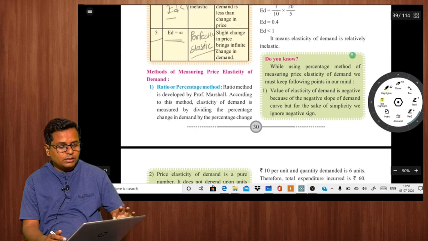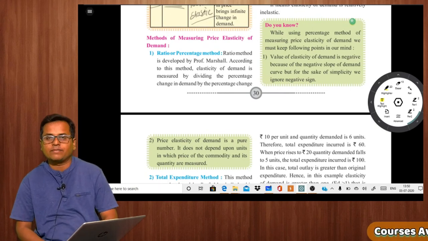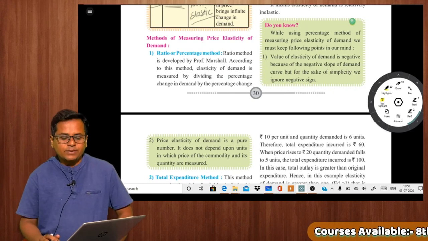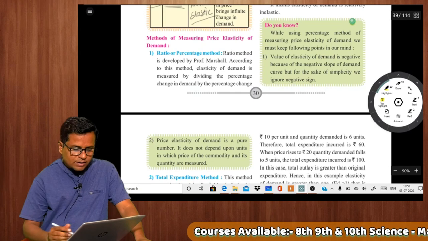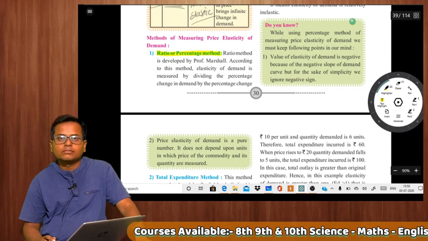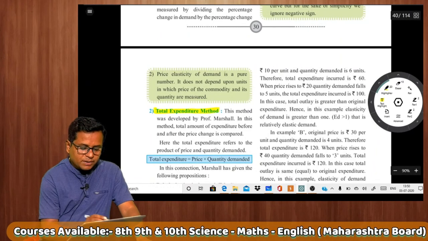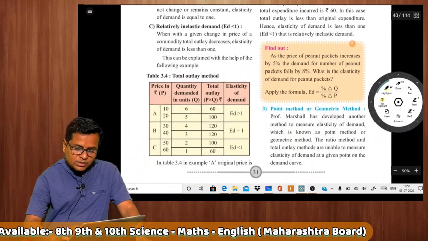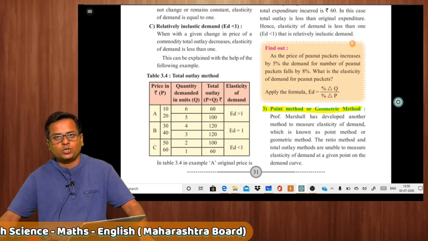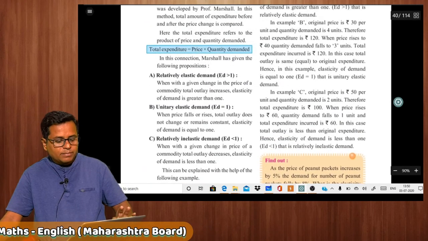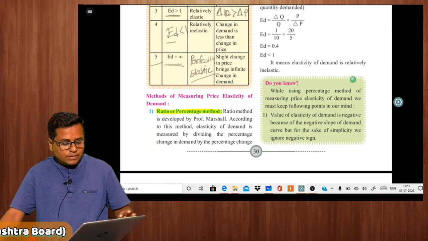Okay, so now we are going to discuss the different methods of measuring price elasticity of demand. Friends, the price elasticity of demand can be measured with the help of three different methods. Which are these methods? These methods are the ratio or percentage method, the first method. Then second is the total expenditure method. And third one is the point method or geometric method. So here we are going to discuss the methods of measuring price elasticity of demand one by one.